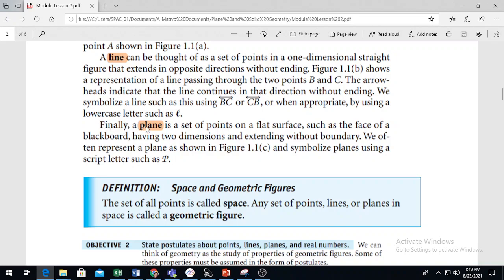So finally, we have a plane. What is a plane? It is a set of points on a flat surface, such as the face of a blackboard, having two dimensions and extending without boundary. We often represent a plane as shown in figure 1.1, and symbolize it with a script capital letter such as P.